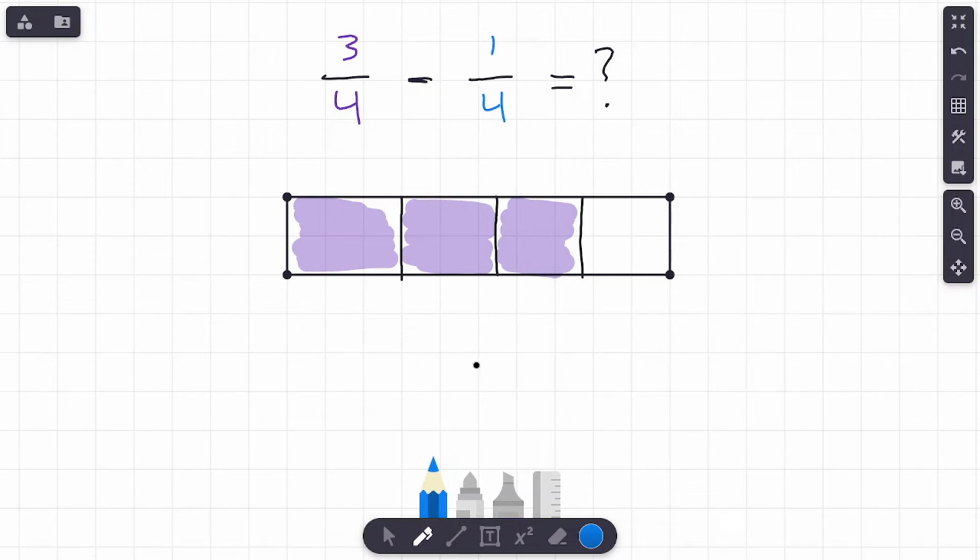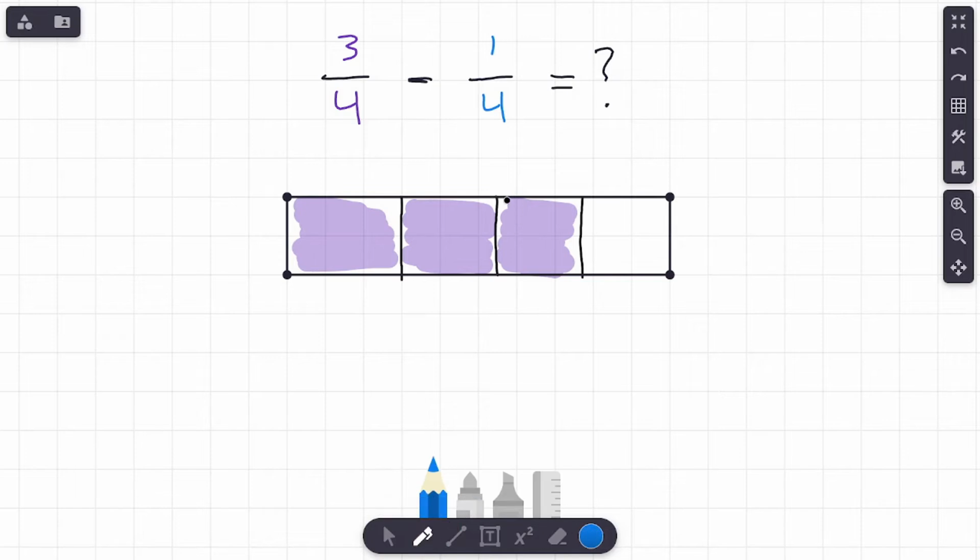How could we show that we are taking away 1/4? Well, there's a couple ways you could do it. One way is you could just erase. We could use the eraser and erase however many we need to.